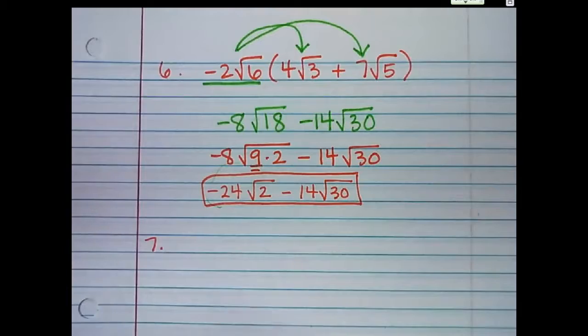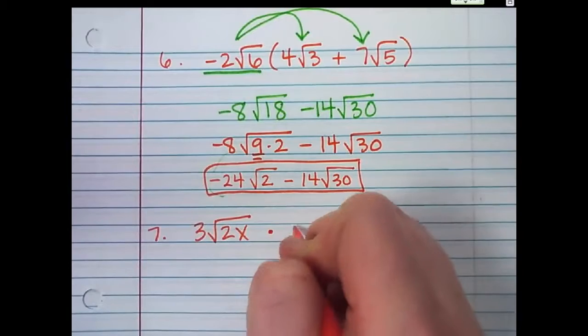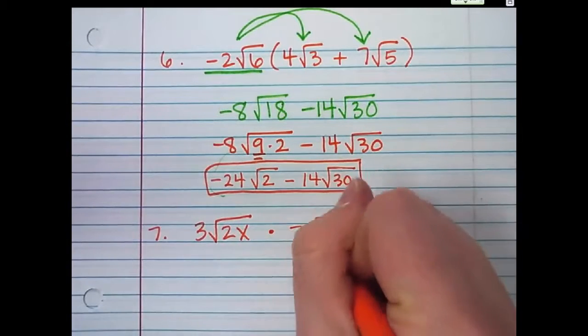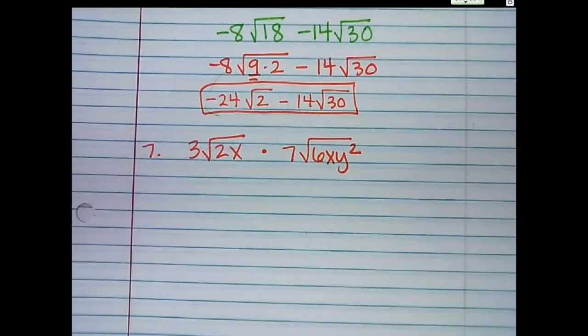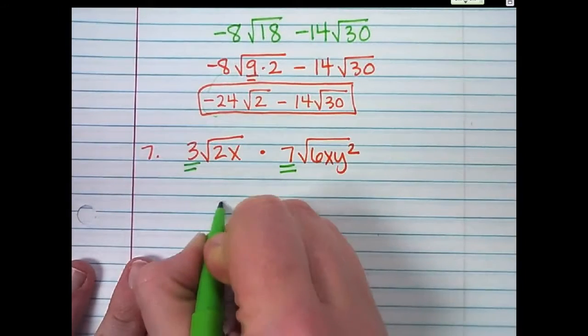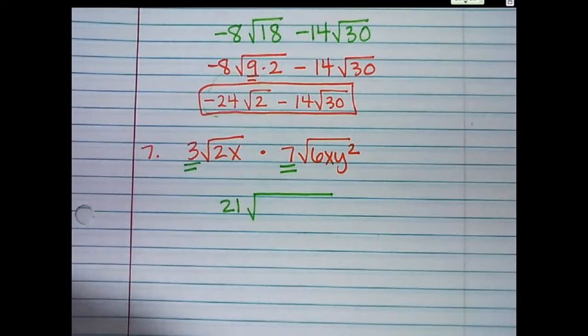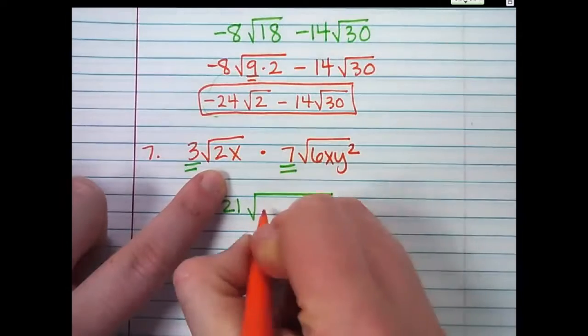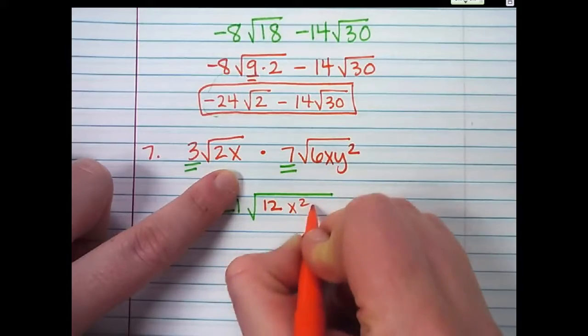Last one, because we always have to have our variables. So multiply coefficients first, which would be 21. And then multiply the inside. So on the inside, I've got 2 times 6, which is 12. Then I've got 2 x's, I add exponents, so x squared, y squared.